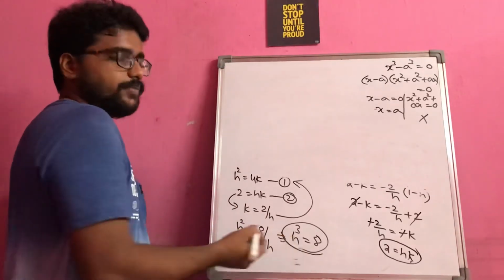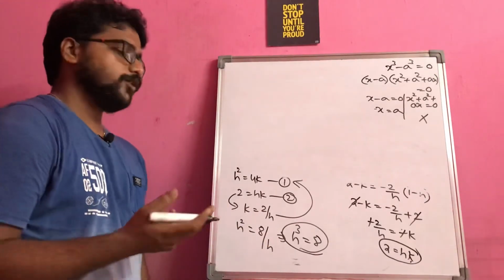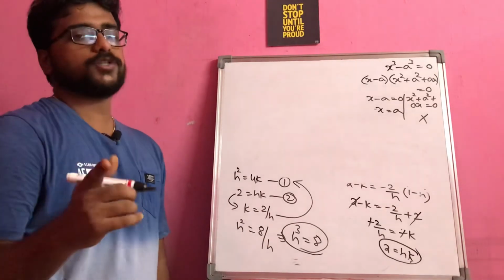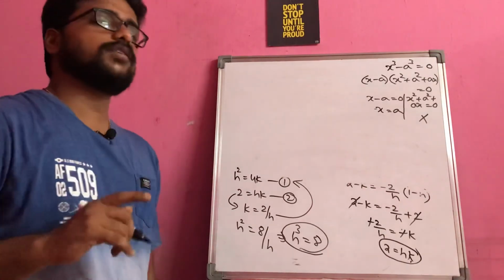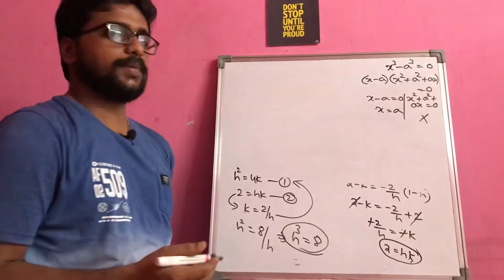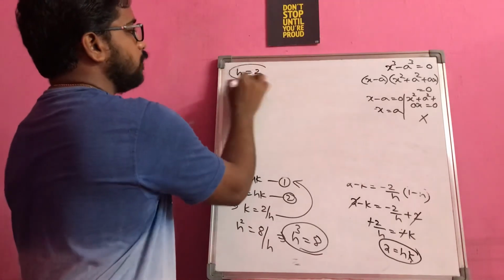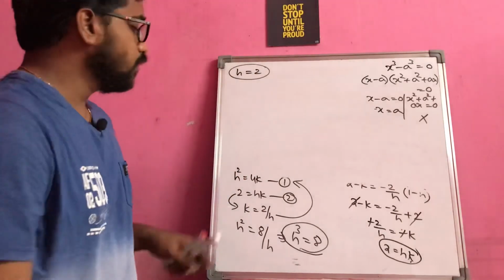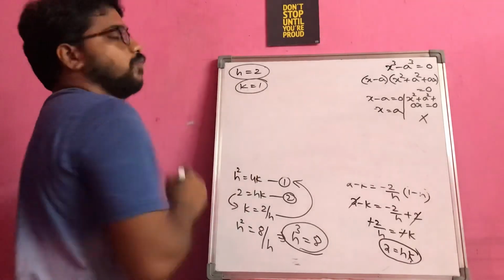So whenever you are removing the cube in this type of question, you will end up with a single answer, only a positive one. In the case of k square equal to 4 in the previous question, we got k equal to plus or minus 2. But here we will not get plus or minus 2 because of this reason. So the h value will become 2. Now substitute h equal to 2 here, then you will get k is equal to 1.